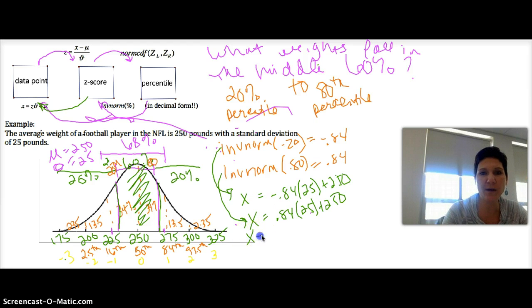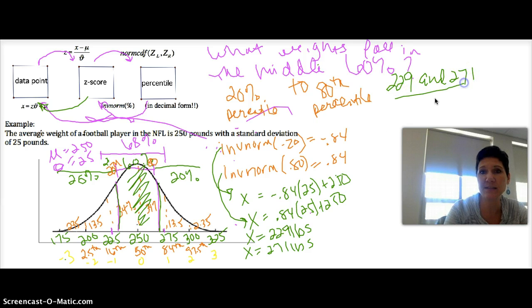Okay, so the first one, I got x was equal to 229 pounds. And the other one, I got x was equal to 271 pounds. So if you're in the 20th percentile, you weigh 229 pounds. And if you're in the 80th percentile, you weigh 271 pounds. So it's saying what weights fall in the middle 60%. It's if you weigh between 229 pounds and 271 pounds. And it should make sense because the middle 68% is 225 to 275. So the middle 60% should be in between those two, which is 229 and 271.